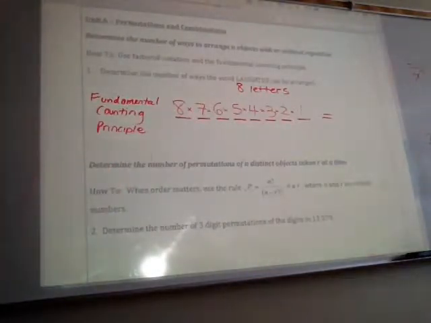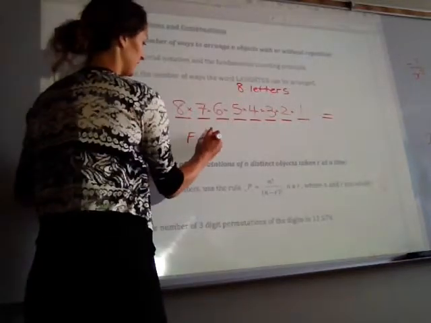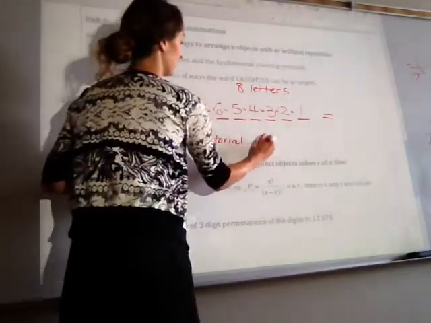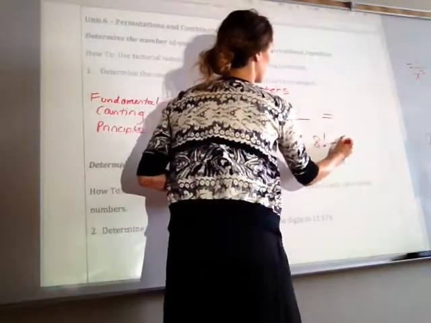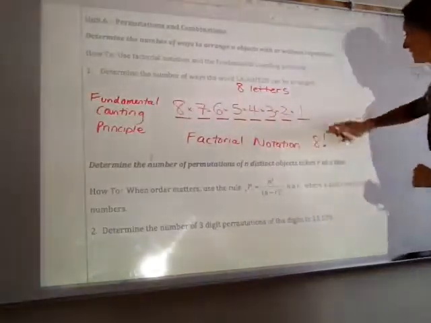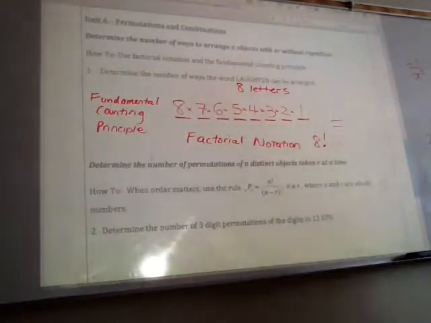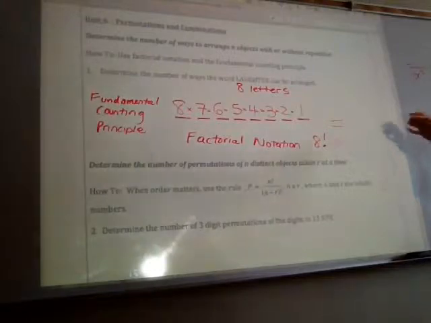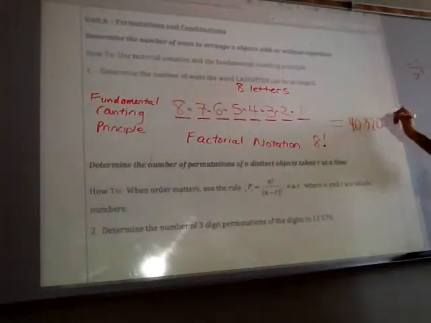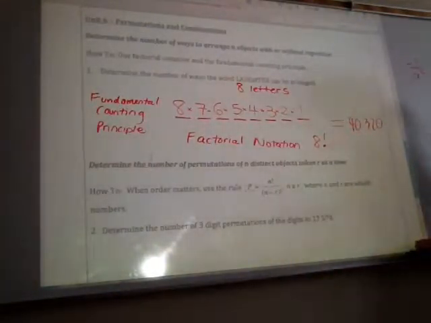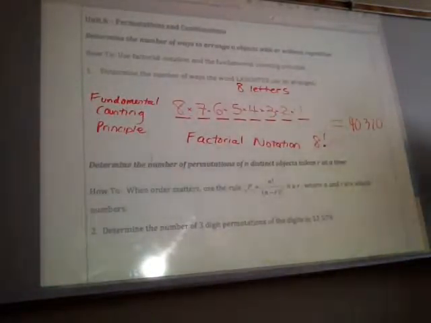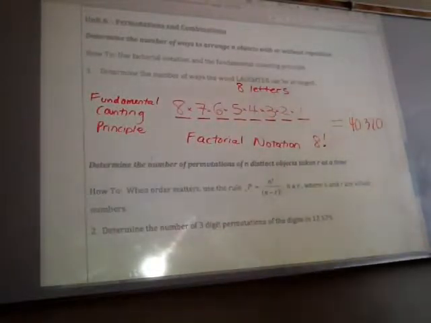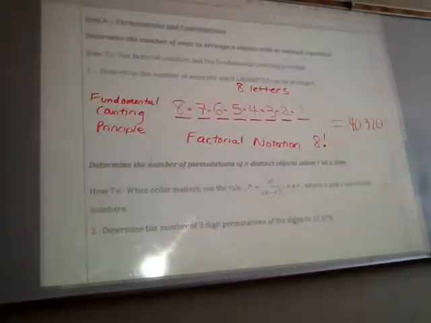Okay, what is the shortcut to using the fundamental counting principle? Factorial notation. Which would be 8 factorial. So in the end, we get a pretty large number, 40,320 different ways that we can arrange the word laughter. Okay, any questions on that? Pretty straightforward.